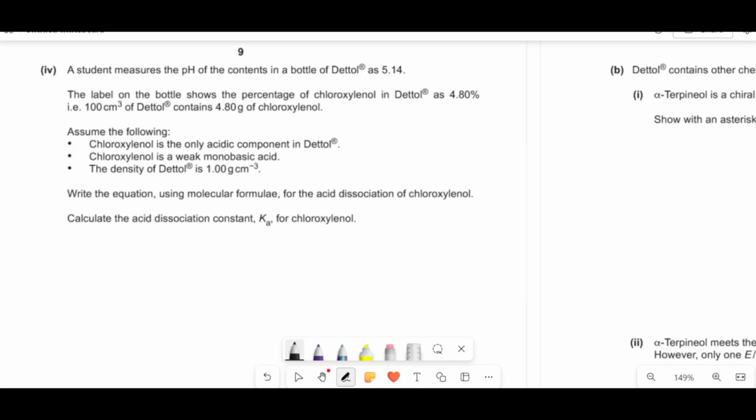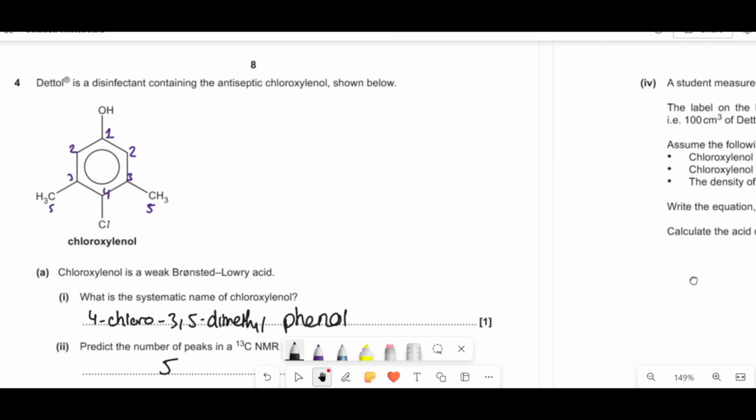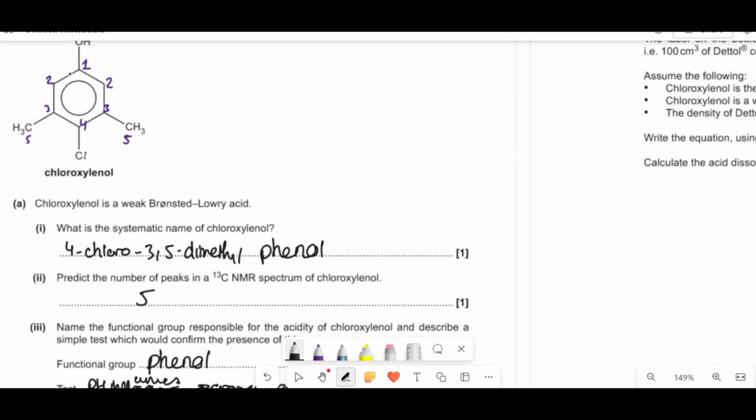Fine. What we need to do is see that that's benzene with 2 methyl groups on it, and it's also got a Cl and an OH on it. So if we have a look, that's 1, 2, 3, 4, 5, 6, 7, 8.